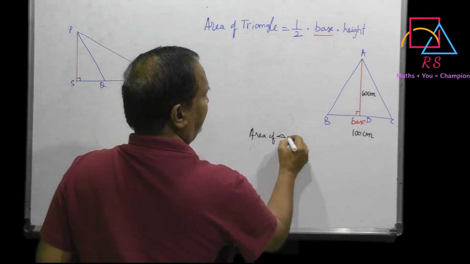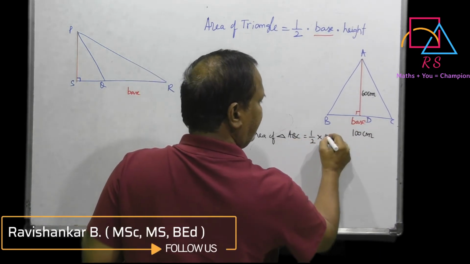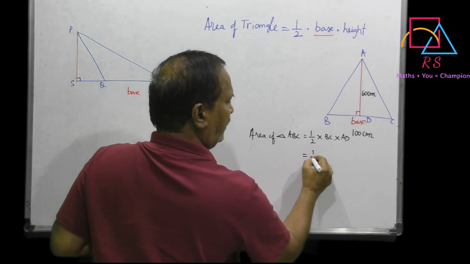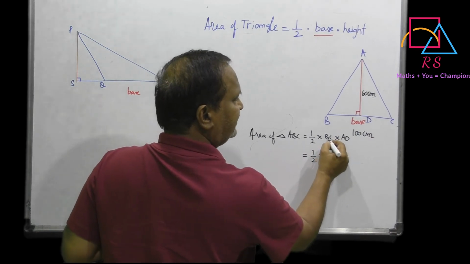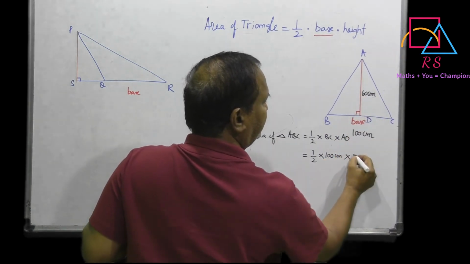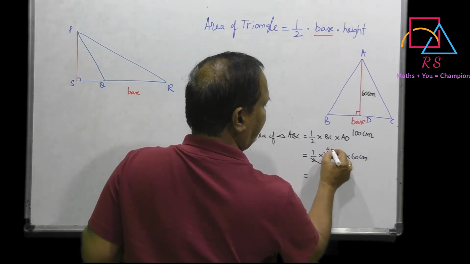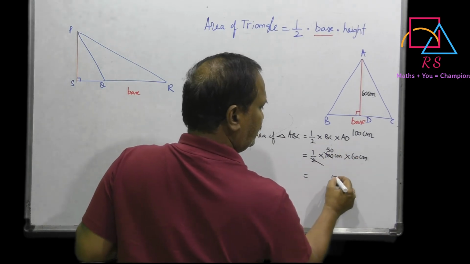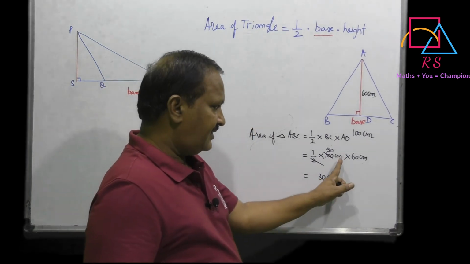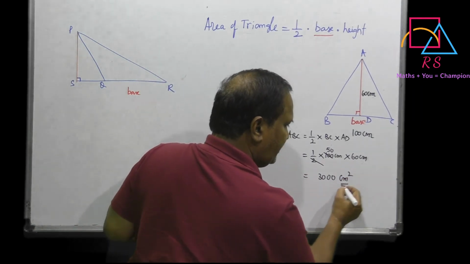Area of triangle ABC is half into base BC and height AD. So now the values are already there. BC is 100 centimeters and AD is equal to 60 centimeters. So this 2 will get cancelled, 50 times 60, 2 zeros, and 5 into 6 is 30. 3000. Also centimeter into centimeter, you can write centimeter square. This is the unit of the area.